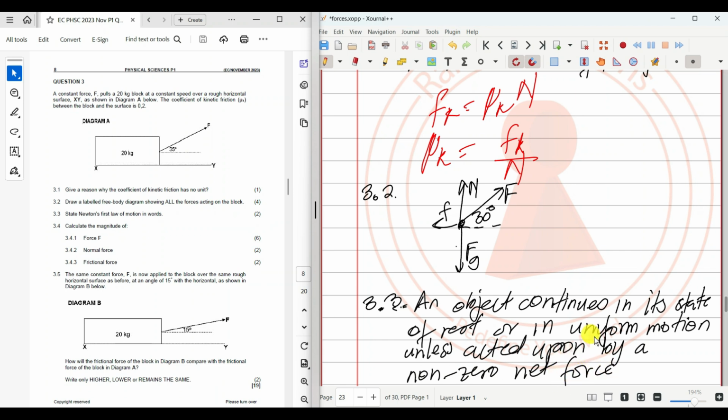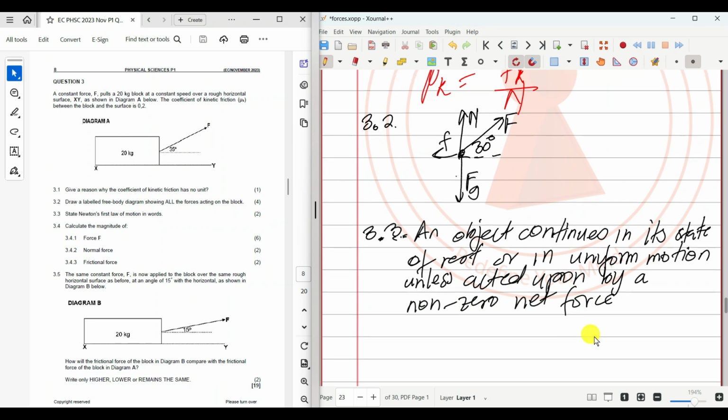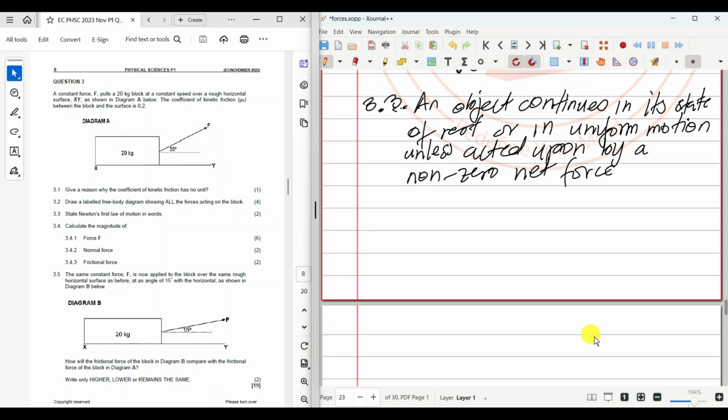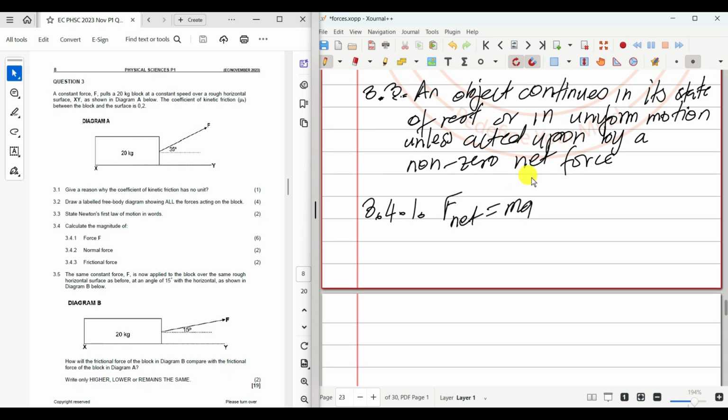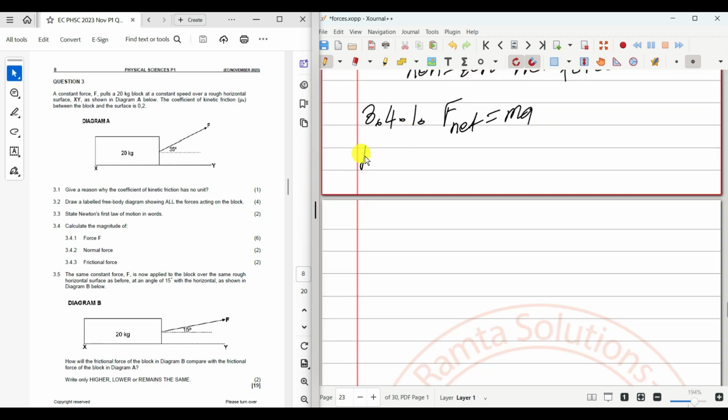So you see, now we're cruising. We're supposed to finish this question in 19 marks. And by the way, because this is a grade 11 paper and a final exam, the video is going to be long because there are about 4 questions on forces. Okay. 3.4. Calculate the magnitude of 3.4.1, the normal force. So we're going to look at the first. We know F net equals ma. So now let's look at the horizontal.